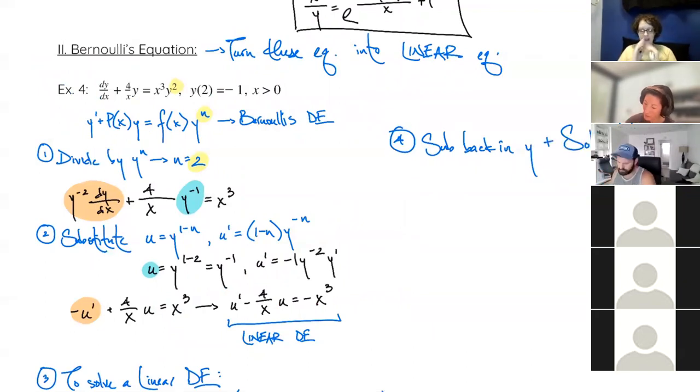So everywhere we see a u, we can actually replace that with y to the -1. And so what we're gonna get is y to the -1 equals our negative x to the 4th natural log of x plus cx to the 4th. Okay, so we substituted everything in, and now we apply those initial conditions. That means everywhere we see an x, we're plugging in a 2, and everywhere we see a y, we're plugging in a -1.